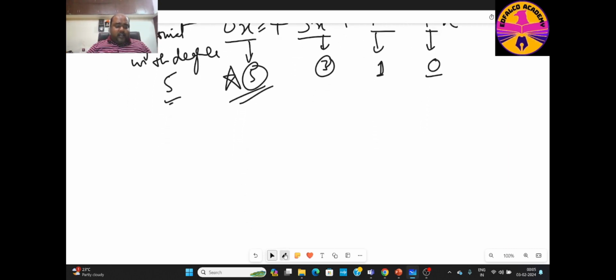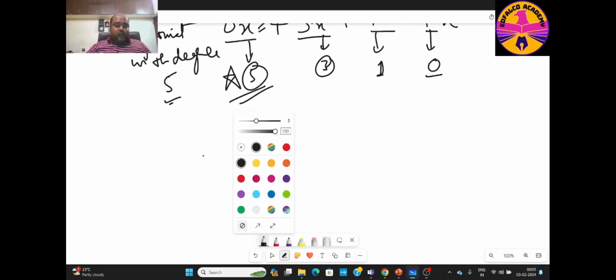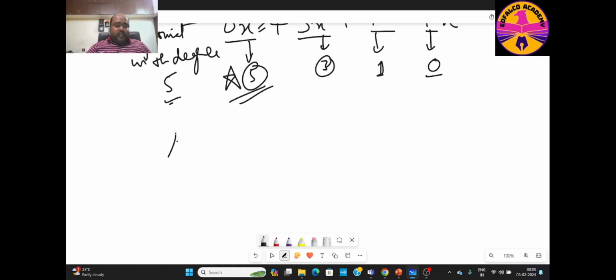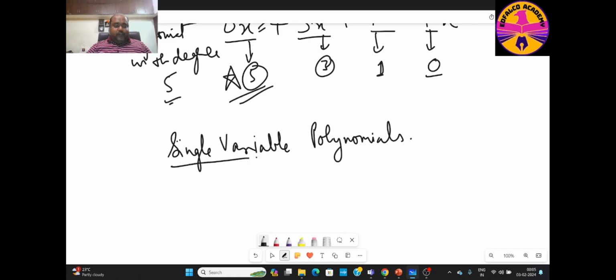So with this understanding, what we have to concentrate on is basically single variable polynomials, which means the degree of this polynomial can be anything, but it has just one variable associated with it, which is either x or y or whatever. So let's call it x. Only x is associated in this entire expression.